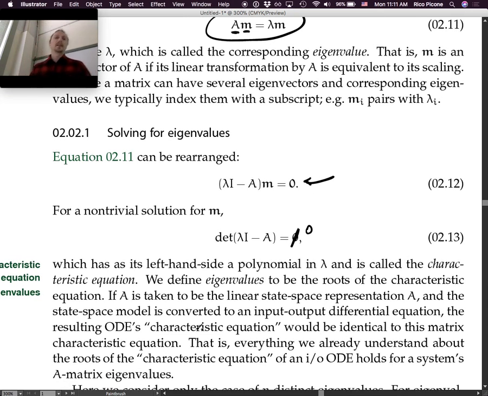So that is how we solve for them, is to find the roots of this characteristic equation. You find the determinant of lambda I minus A, you get some polynomial like lambda cubed plus 7 lambda squared plus 3 lambda plus 4 equals 0, and then it's a cubic equation and you solve for the zeros of it. Solve for lambda. 3 solutions, etc.